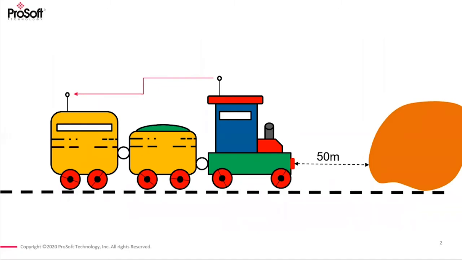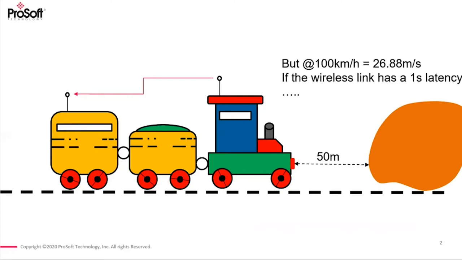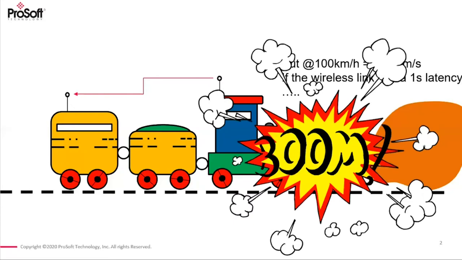Right? Let's try a simple year 10 algebra problem. If the train is traveling at 100 kilometers an hour and has a braking distance of 25 meters, how many people on the train are aged between 20 and 30? No, if a train is traveling at 100 kilometers an hour with a braking distance of 25 meters, it will stop with 25 meters to spare. But if the link has just a 1 second latency under those conditions, then boom.